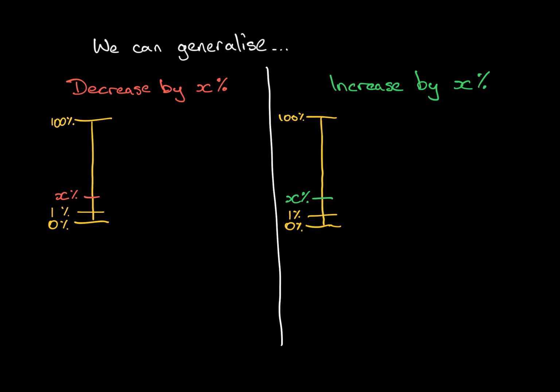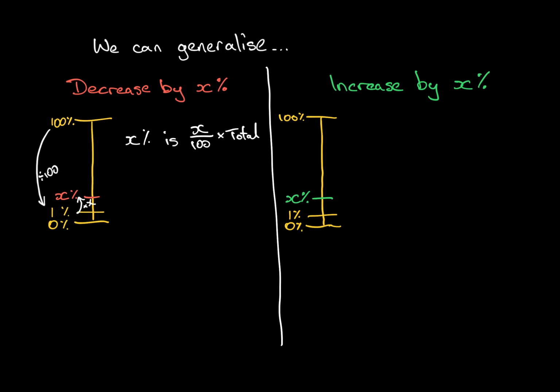What I've got here is two examples where we're going to decrease by not a specific percentage, but X%, and an increase, again, by some general value or arbitrary value of X%. But of course it all works in the same way. If I want to get from 100% down to 1%, I'm going to divide by 100. Coming back up to figure out what X% is, I'm going to multiply by X. So we then have that X% of the total is X over 100 multiplied by the total.